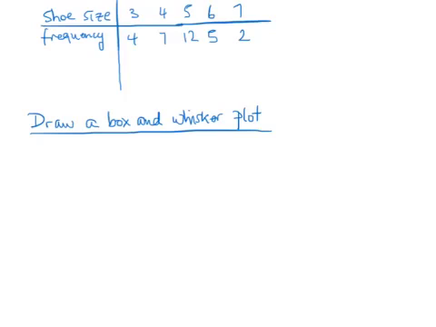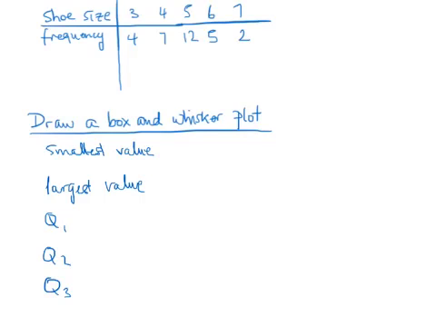Now, to draw a box and whisker plot, we have to find the following things. We have to find the smallest value, the largest value, and we have to find Q1, Q2 and Q3. Okay? Now the smallest value. Well, the smallest value is just the smallest shoe size, which is 3. The largest value is just the largest shoe size, which is 7.